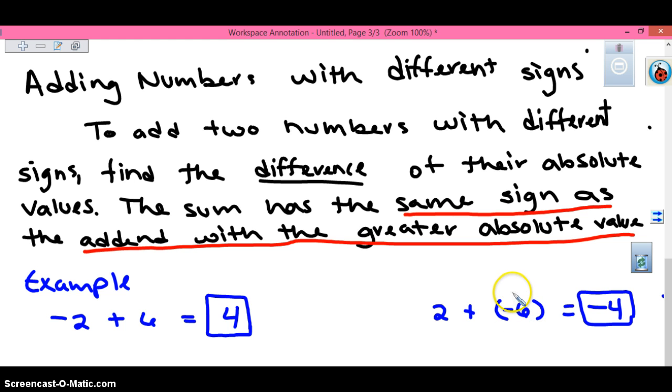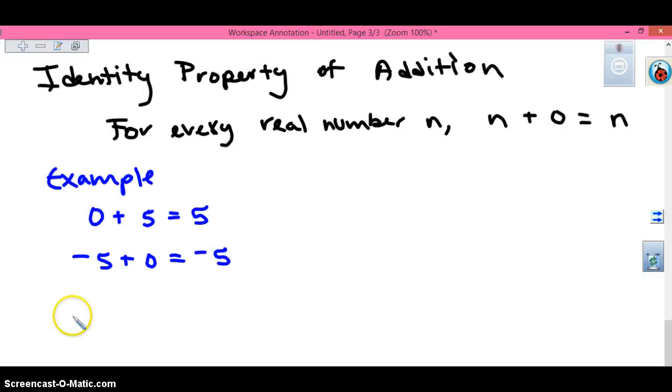So can we sing again? 1, 2, 3. Different signs, subtract and keep the sign. Keep the sign of what? Larger absolute value.